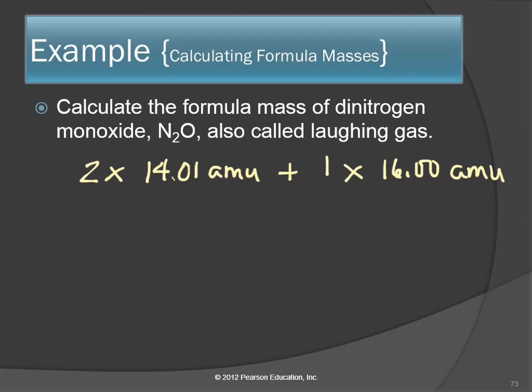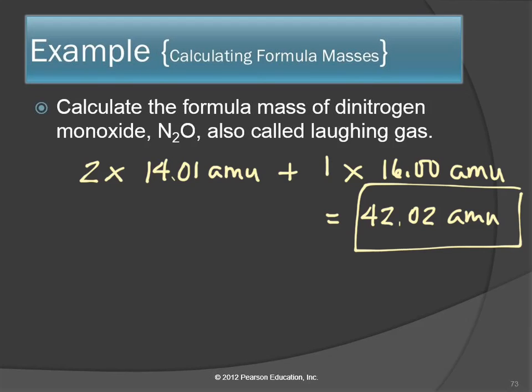So we put those together. I should be able to do that in my head, but my head's not working, and I left all of my calculators at home. That's just fabulous. 2 times 14.01 plus 16 is 42.02. So 1 molecule of N2O would weigh 42.02 atomic mass units. Any questions?